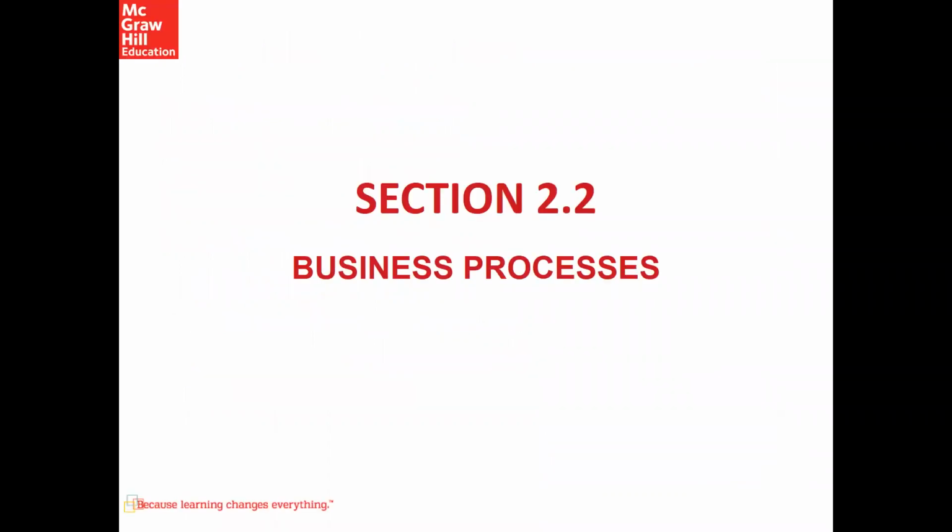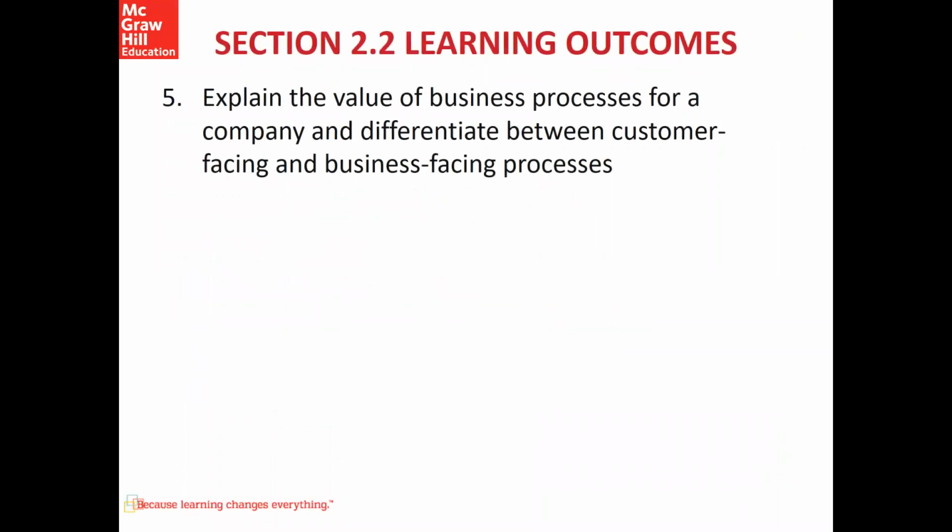Section 2.2, business processes. Now, in this particular section, we will be meeting learning outcome 5. Learning outcomes 1, 2, 3, 4 were in section 2.1. So 2.2 will explain the value of business processes for a company and differentiate between customer-facing and business-facing processes.